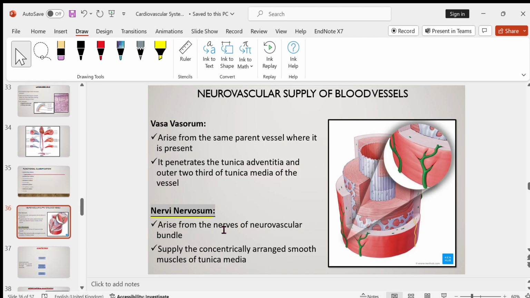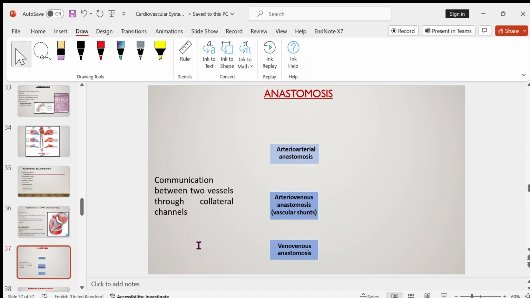The neurovascular supply of blood vessels is called the vasa vasorum and the nervi vasorum. Generally for small arteries and veins, the blood supply is through diffusion. But for large arteries, the lumen is so big that simple diffusion is not enough for the supply of nutrients. So the large arteries have their own blood vessels and their own nerves. The blood vascular system of the artery vessel is the vasa vasorum, and the nervous supply is called the nervi vasorum.